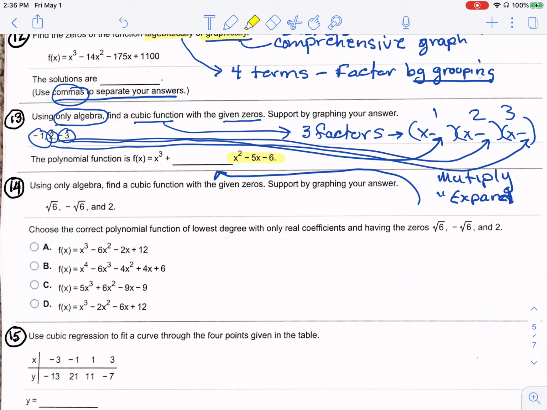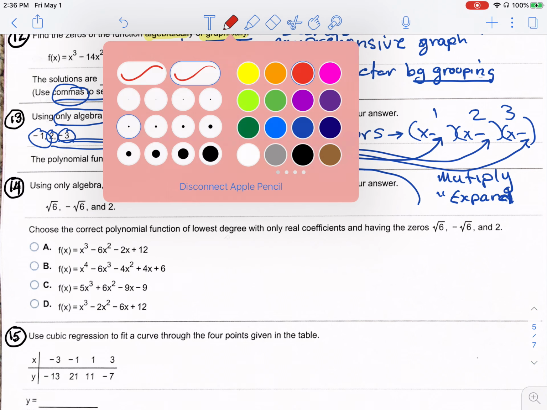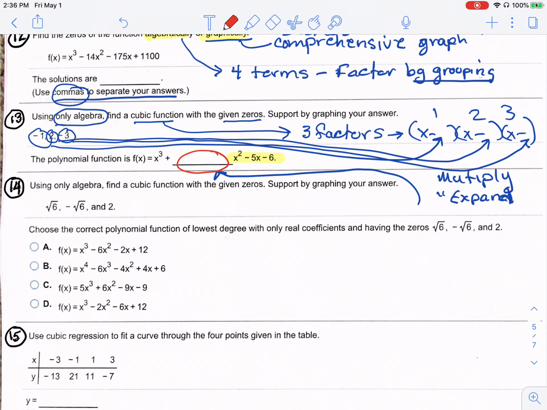We're really just looking for what is going to go right here. So we've got an x cubed. We're going to have some number in front of this x squared term, and that's what you're going to enter. Again, read carefully, make sure you're putting it in the form they want. Same thing happens down on number 14.